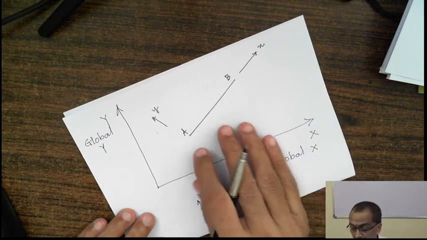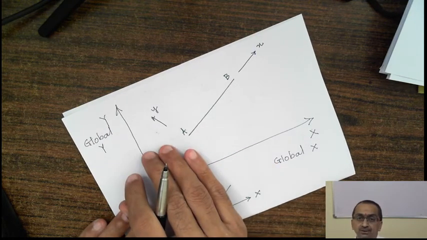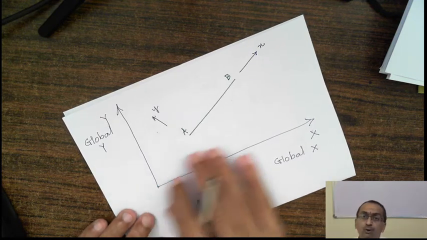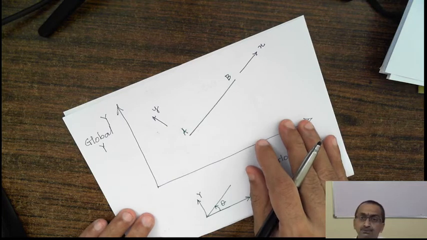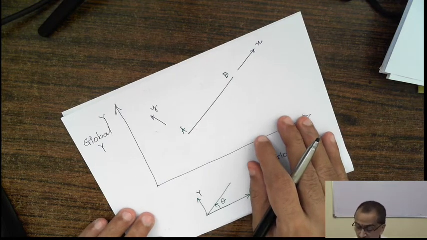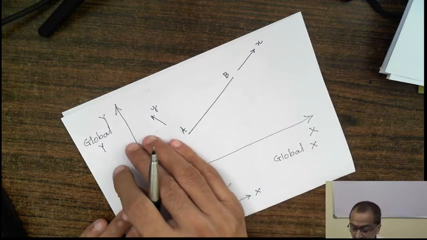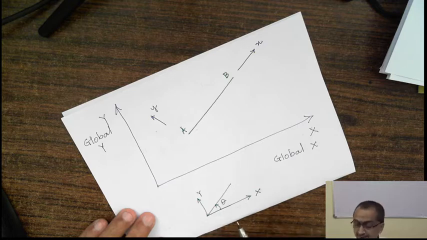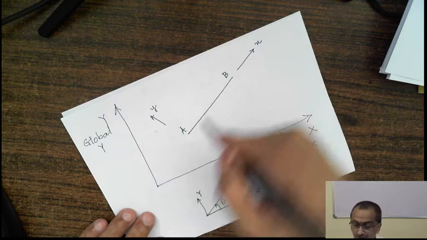We need to resolve all the members in global x and global y direction, because in that case only we are able to bring them on a common platform. We are able to compare them on a common platform. Otherwise, it is very difficult or impossible for us to compare a member which is oriented in global x direction, global y direction, and another member which is inclined at an angle theta with respect to global x and global y direction. Let us say this is local x axis and local y axis for the member AB.